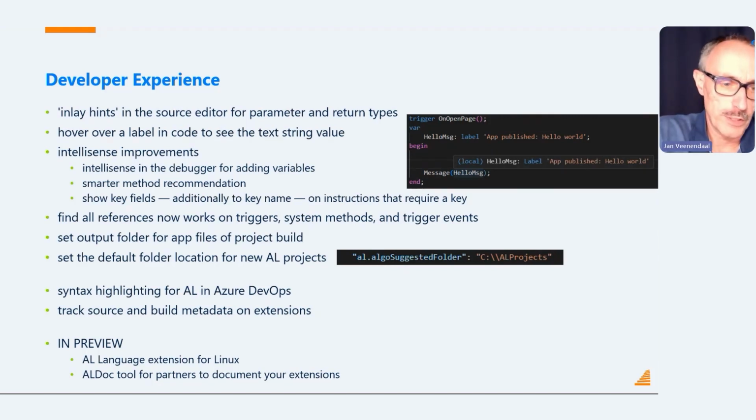Then in preview are two functions. The first one is that the AL language compiler is now also available on Linux as a preview. So you, as a developer, are not bound to Windows anymore. You can now develop for Business Central on Linux.